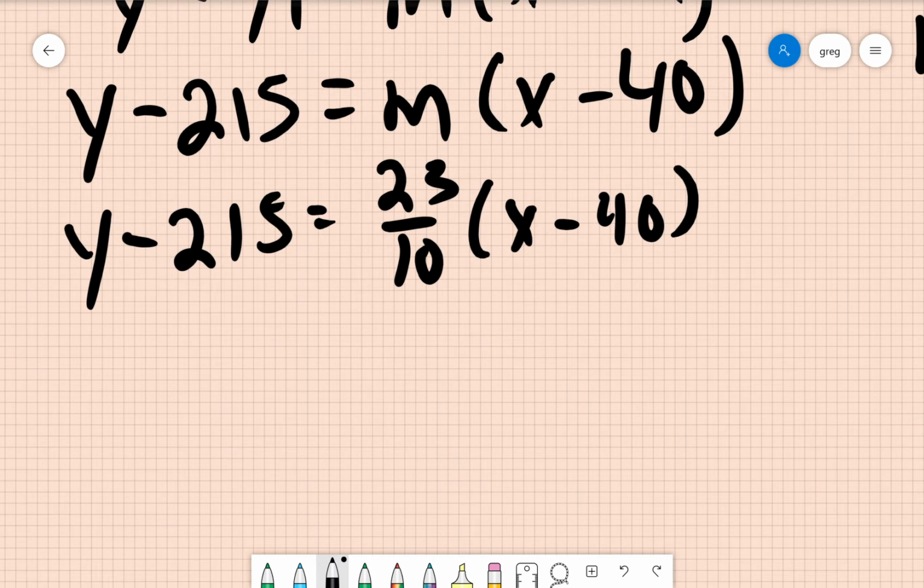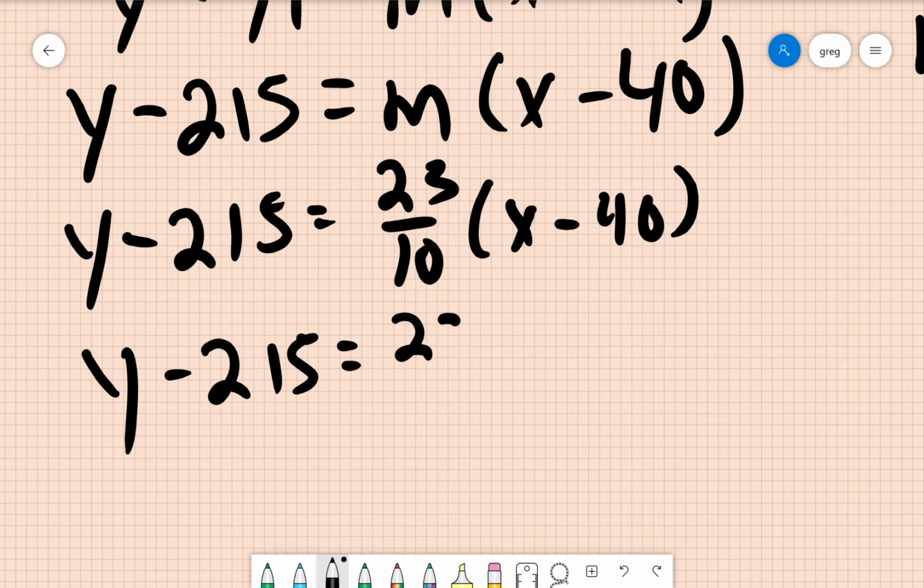Excellent. Let's see who's next here. Let me get off of Diego for a little bit. Demarius, what would I do next? What do you think I should do next here if I'm trying to derive this equation? Oh, I like that. Yes, I distribute the 23 over 10 to both values inside the parentheses. So now I have 23 over 10. Now, what is 23 over 10 times x?